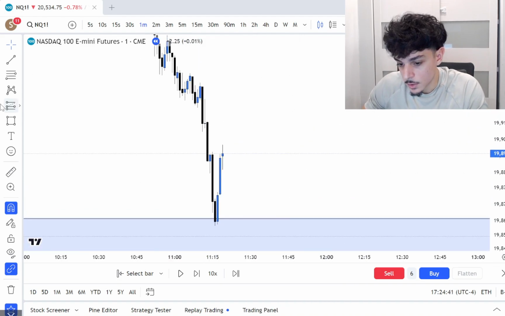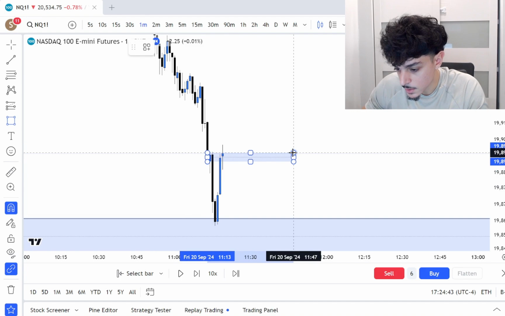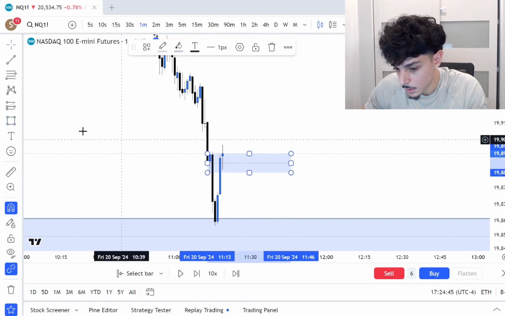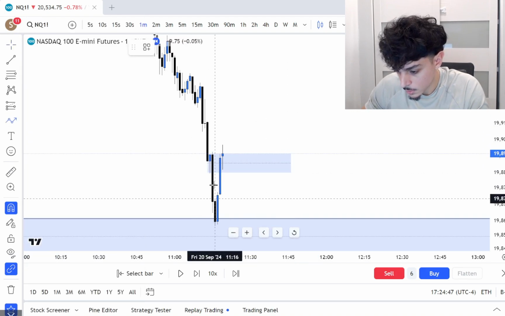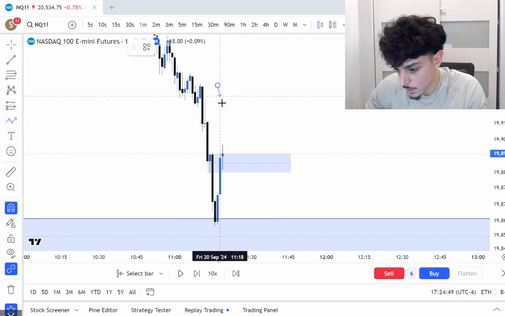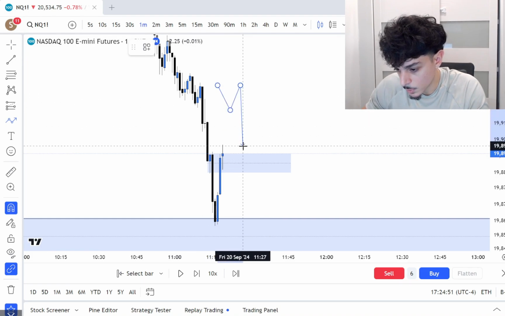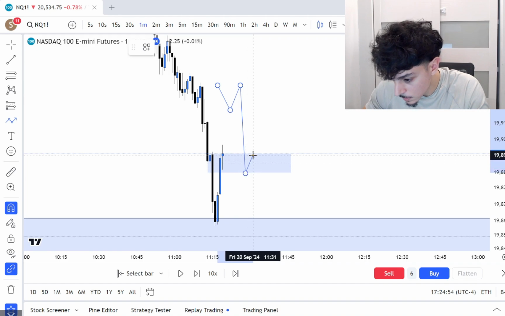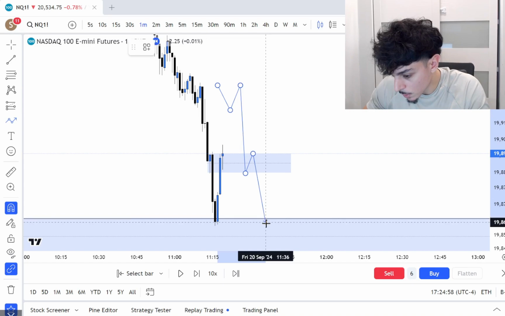upside. The first possible entry would be inside of that breaker. Okay, if we break that, so we have, you see that structure, we have a low, a high, we break it, and then this small little up close candle is the order block on the 1 minute chart.